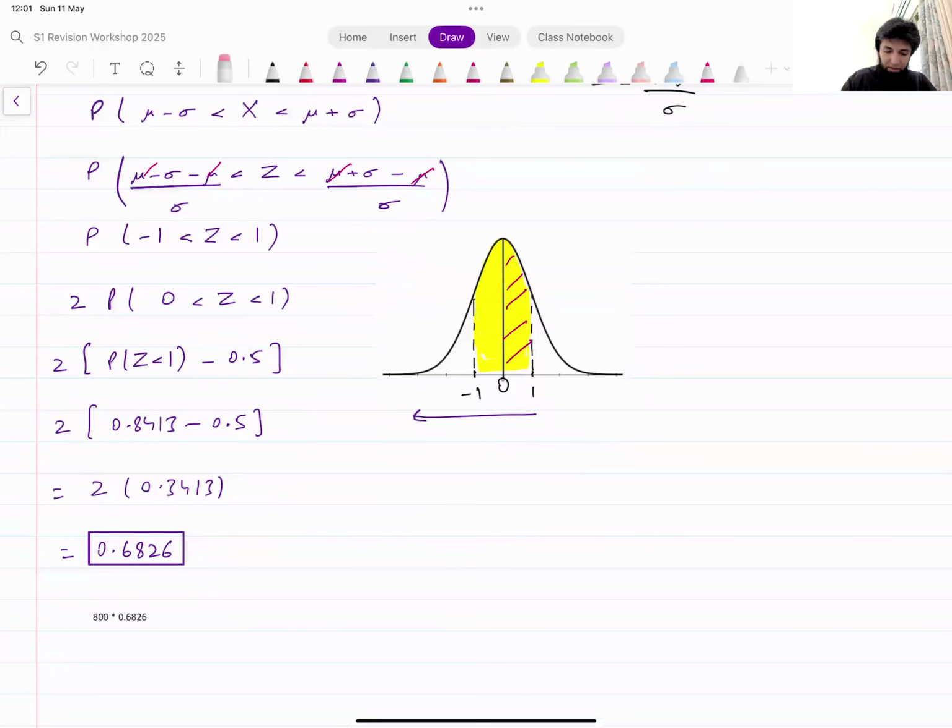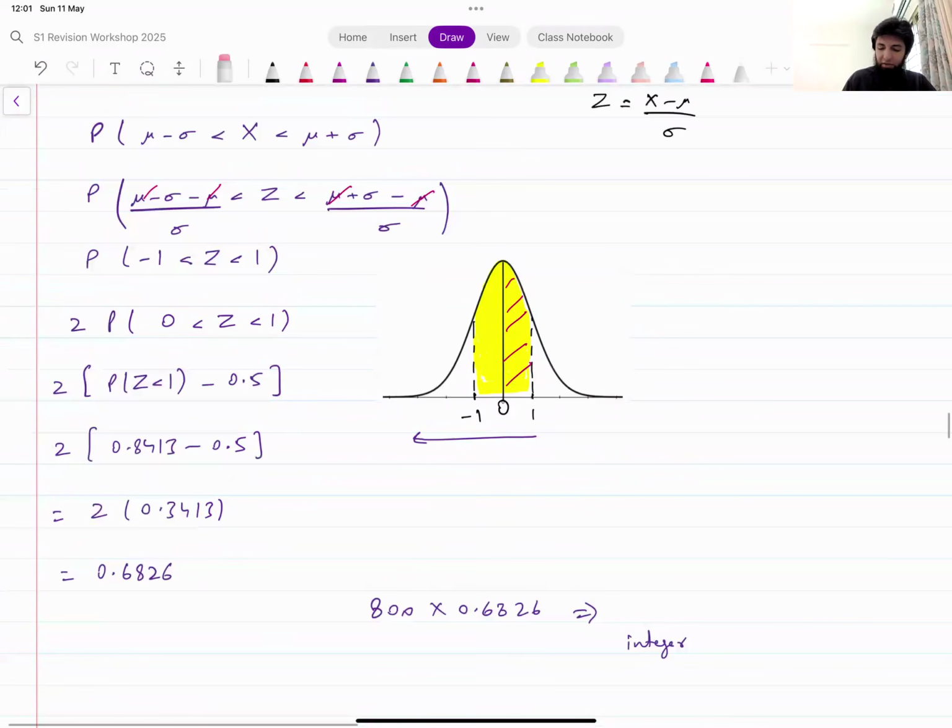For the expected value, you would multiply this by 800. You would say 800 times 0.6826, and you would get some value from that. That will be in decimals, but you have to write an integer value for that. Okay, write an integer value, and that will be your final result.